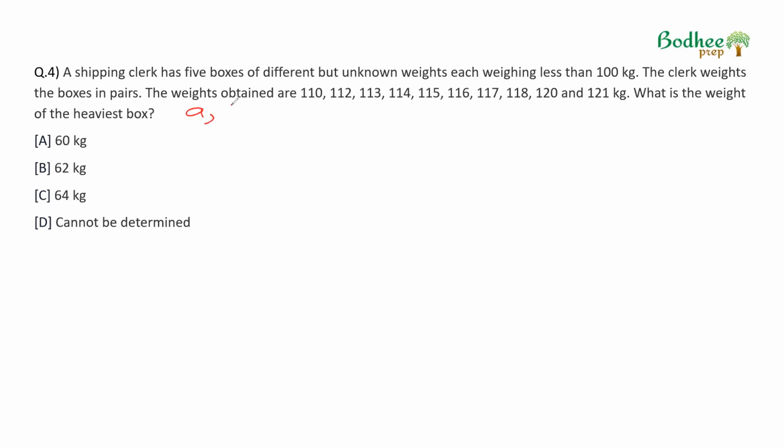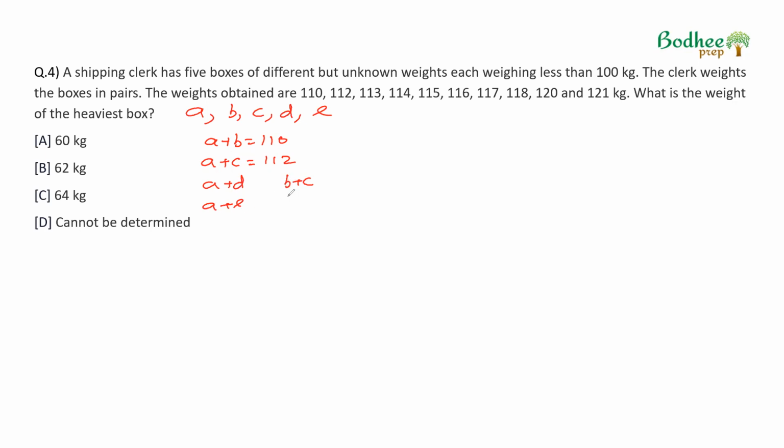Now, if we arrange the boxes in ascending weight as A, B, C, D, E, the smallest weight will be A plus B, which is 110. Next will be A plus C, which is 112. Then there is the possibility of more than one happening, for example, A plus D or B plus C. Similarly, A plus E and B plus C cannot be compared per se because here B is less than C, so A plus B will be less than A plus C for sure. Here we will not be sure.